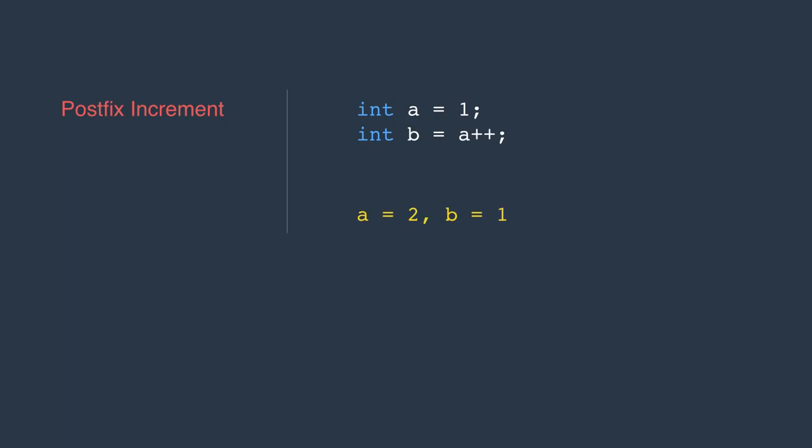Now let's take a look at a different way of applying the increment operator as a prefix. So in this example, in the second line, first a is incremented by 1, and then it's assigned to b. So after the second line, both a and b are going to be 2. So be aware of this difference.